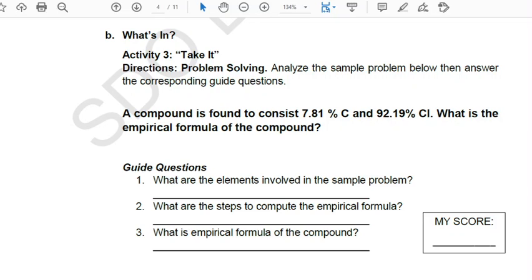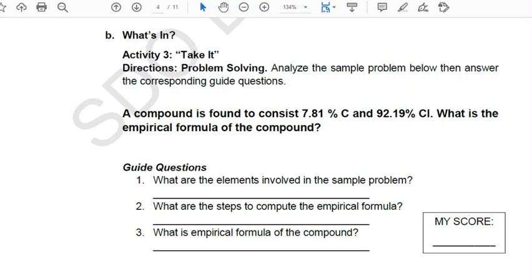So what are the things that we need to know? First, we have to get the atomic masses of carbon and chlorine at the same time. So we'll work on that. Let's try to answer these questions. What are the elements involved in the sample problem? You have carbon and you have chlorine.